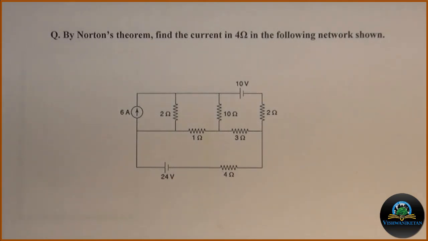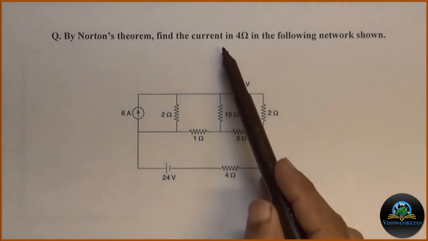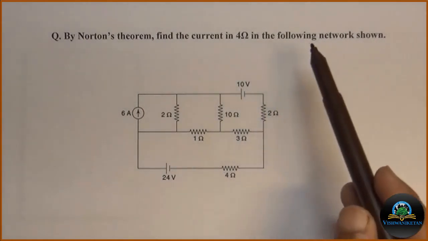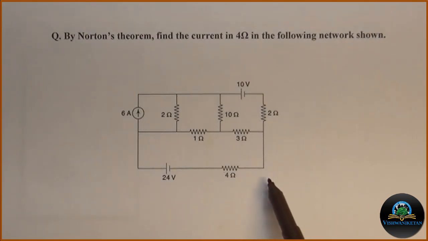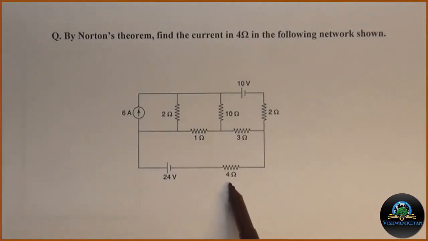Today we will solve one more problem on Norton's theorem. The problem which I have taken is, by Norton's theorem find the current in 4 ohm resistance in the following circuit. So this is the circuit and this is 4 ohm resistance. We have to calculate current through this 4 ohm resistance using Norton's theorem. Let us start the procedure.